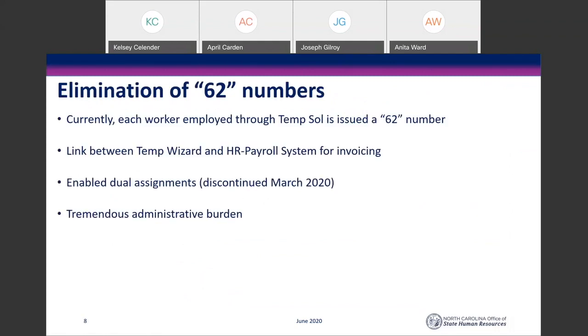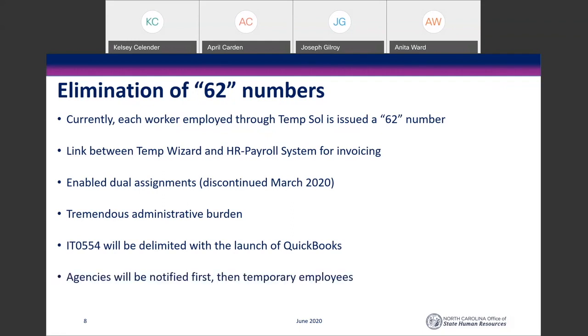Okay, go ahead. Again, as I mentioned, the 6-2 number allows us primarily to link our Temp Wizard HR management system with the HR payroll system, formerly called Beacon, primarily for customer invoicing. So what it does is the employee keys in their 6-2 number whenever they enter in their time. When the pay period ends and the employee has been paid, we pull a report out of Temp Wizard and import it into the HR payroll system.